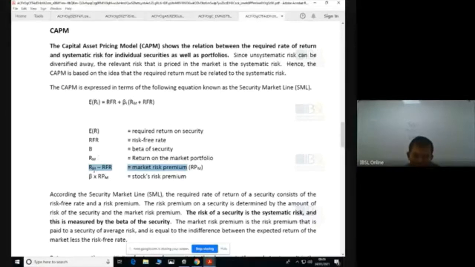The risk-free rate they will anyway have to give. Here the risk-free rate has to be applied. The market return may not be given in the exam. Instead, they can give the market risk premium. The market risk premium is very similar to this part.